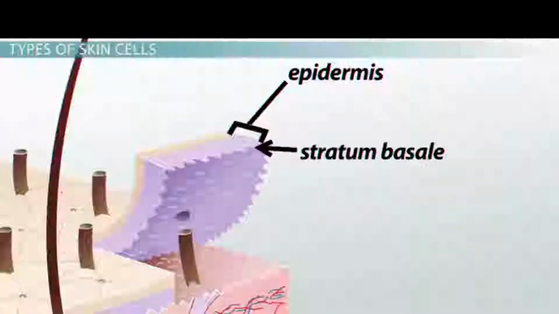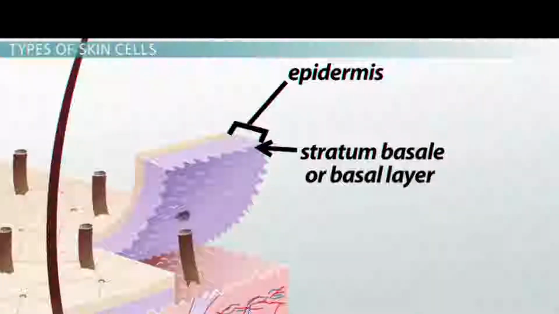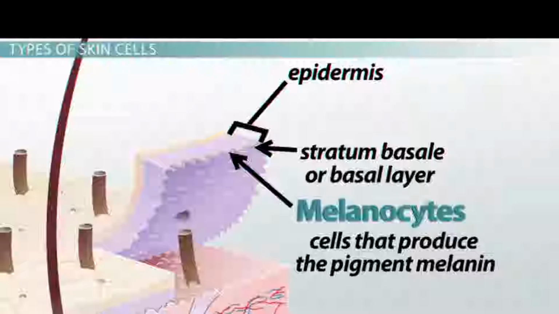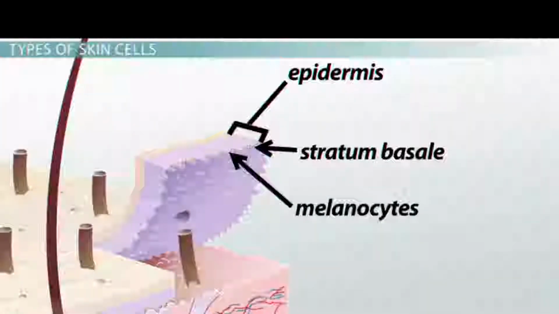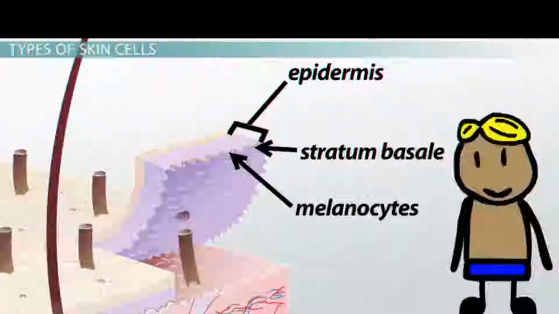However, your skin isn't a weakling and does have a defense mechanism that tries to fight off dangerous ultraviolet rays found in sunlight. In the deepest layer of the epidermis, the stratum basale, which is also sometimes called the basal layer, are cells called melanocytes. These are cells that produce the pigment melanin. It is this substance, melanin, which determines the skin color of an individual.